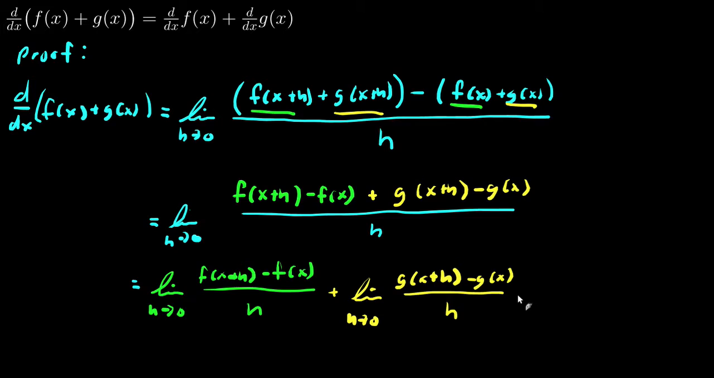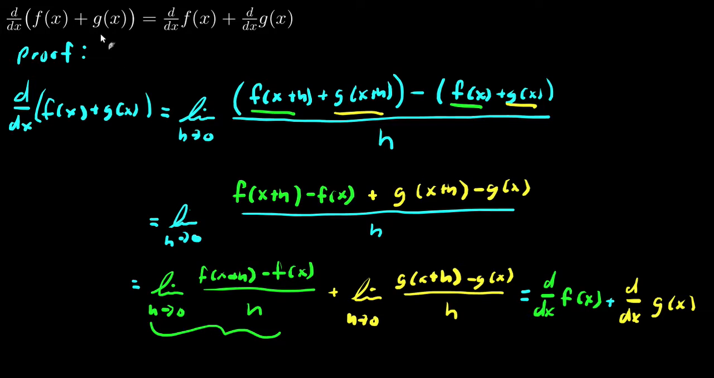And I know that this here is the limit of the difference quotient of f of x. So that is the derivative with respect to x of f of x. This here is the limit of the difference quotient of g of x. So that is the derivative with respect to x of g of x. And as you can see, by going back to the limit of the difference quotient, I can show that this left-hand side equals this right-hand side, and so I have proven this. QED, quod erat demonstrandum, as was to be shown.